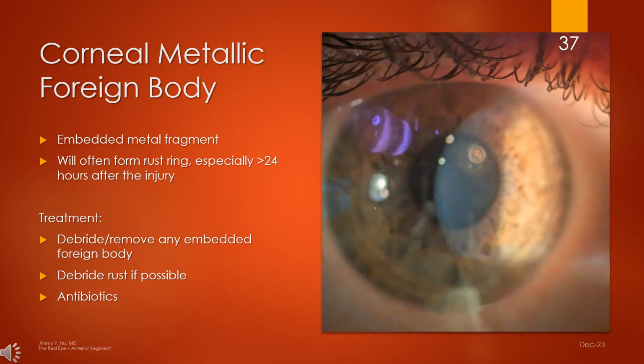We typically treat these by sending it to your local ophthalmologist and having them debride and remove any embedded metallic foreign body. They'll also try and debride any rust if possible, because that's going to leave a scar if not removed. And you're putting them on prophylactic antibiotics because at the end of the day, in the process of removing it, they develop an epithelial defect, and you're trying to prevent any kind of secondary infection. You don't want them to develop a corneal ulcer afterwards.